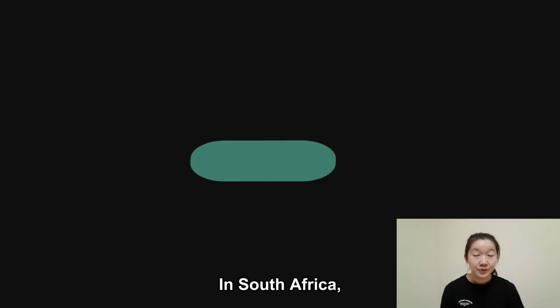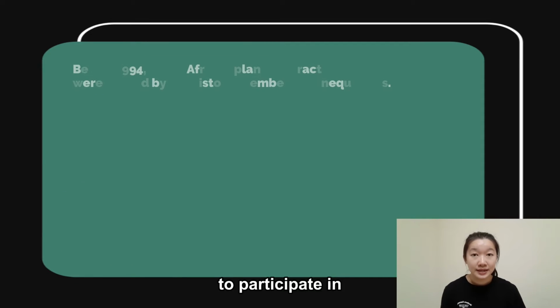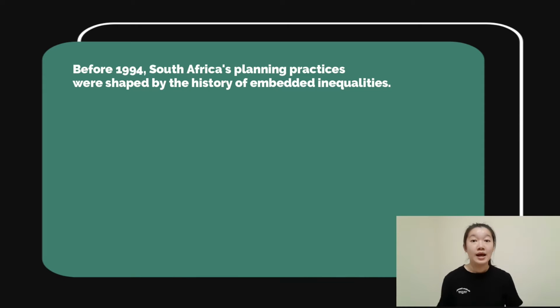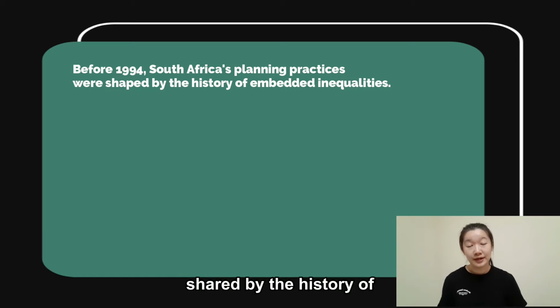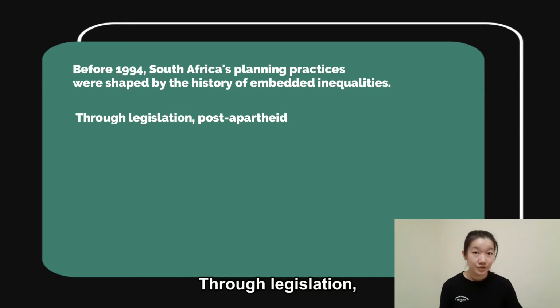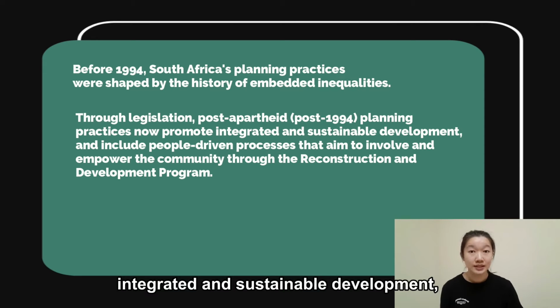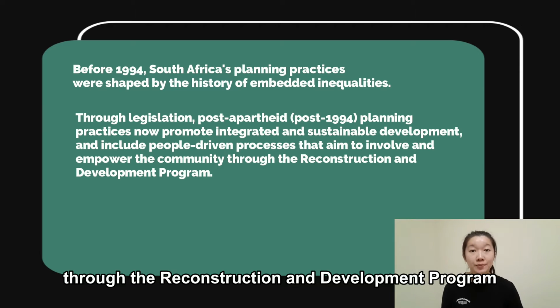In South Africa, the community has been given the opportunity to participate in integrated tourism development planning through legislation. Before 1994, South Africa's planning practice was shaped by the history of embedded inequalities. Through legislation, post-apartheid planning practice now promotes integrated and sustainable development and includes people-driven processes that aim to involve and empower the community through reconstruction and development programs.